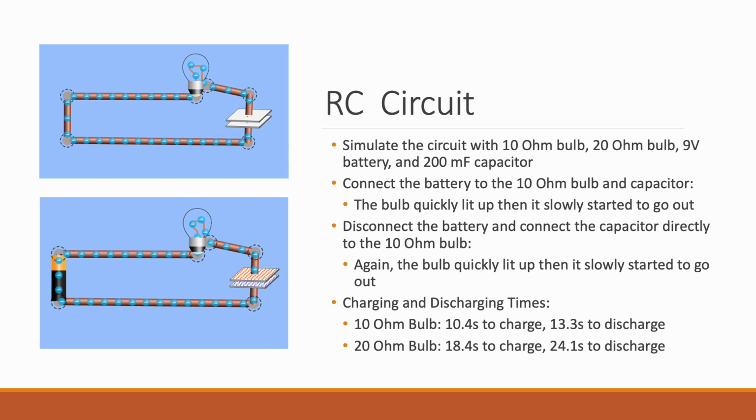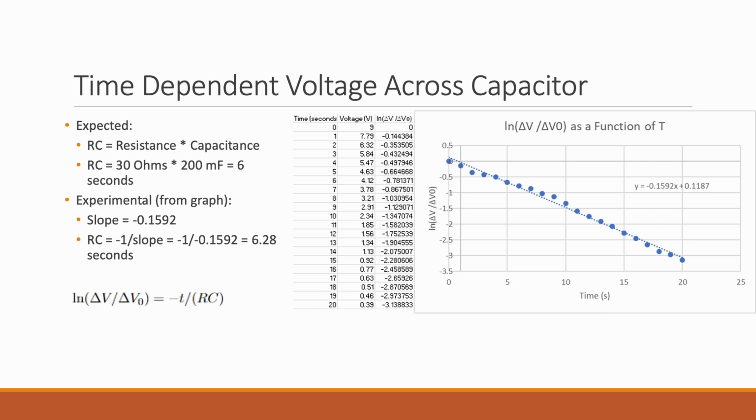Then I disconnected the battery and connected the capacitor directly to the bulb. Again, from this, the bulb lit up quickly and then slowly started to go out. After doing this with the 10 ohm bulb, I repeated it all with the 20 ohm bulb. From that, for the 10 ohm bulb, it took 10.4 seconds to charge and 13.3 seconds to discharge. And then for the 20 ohm bulb, I got 18.4 seconds to charge and 24.1 to discharge.